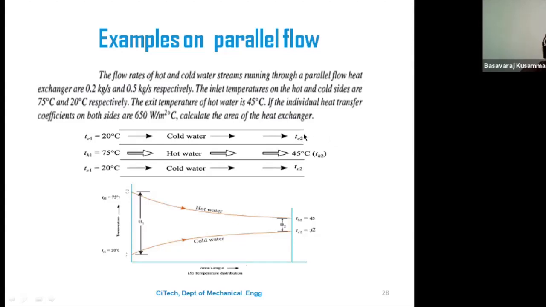So you don't know the outlet temperature of the cold fluid. In the statement they have given only the outlet temperature of the hot fluid. How to calculate the outlet temperature of the cold fluid, that means you come to know about that.